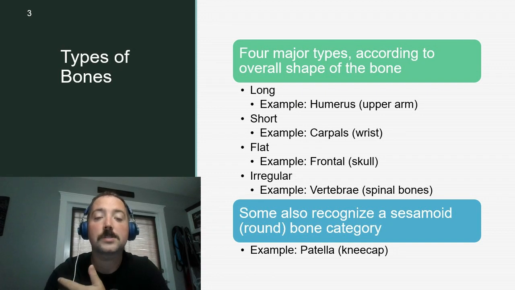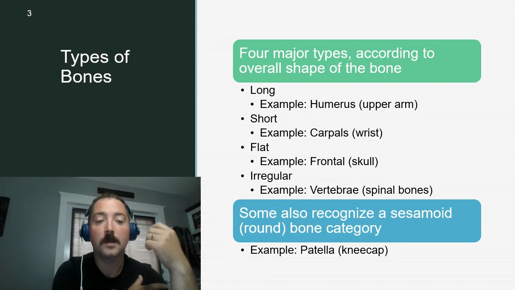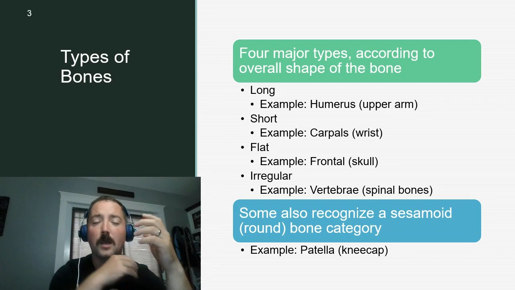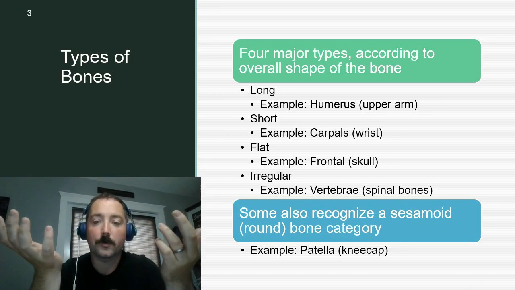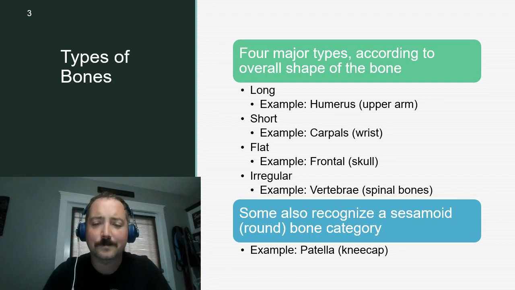Long bones are mostly going to be found in the extremities. So like your humerus, the bone in your upper arm, will be considered a long bone. Short bones are obviously shorter than long bones, and they will be more of a square or rounded shape. The bones in your wrist or feet, called carpals or tarsals, would be examples of short bones.